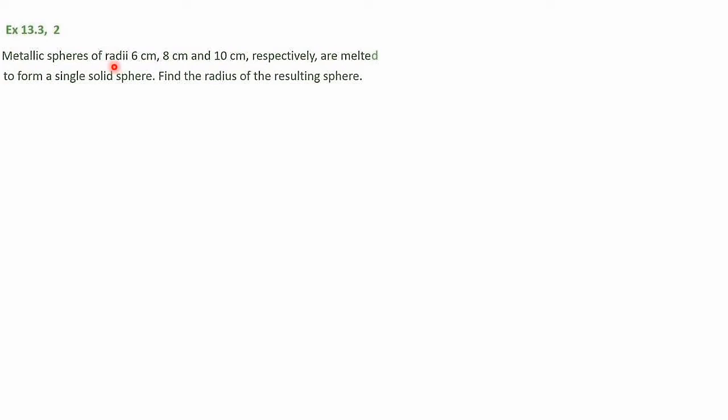Here, metallic spheres of radii 6 cm, 8 cm, and 10 cm. Three spheres are there. So first sphere radius is 6 cm, second sphere radius is 8 cm, and third sphere radius is 10 cm. And these three spheres are melted to form a single solid sphere. It is quite sure this is small, this is a little bigger than the first one, and this is the biggest among these three. And these three together make a sphere which is bigger than all three. Find the radius of that particular sphere which we are making.